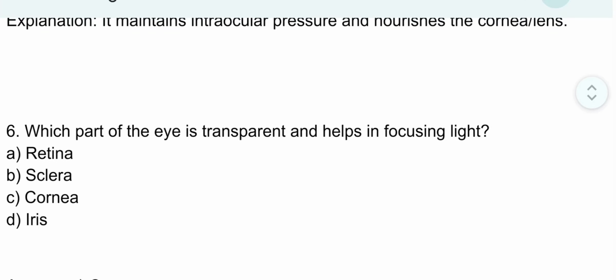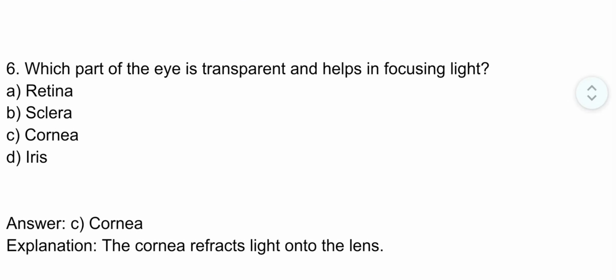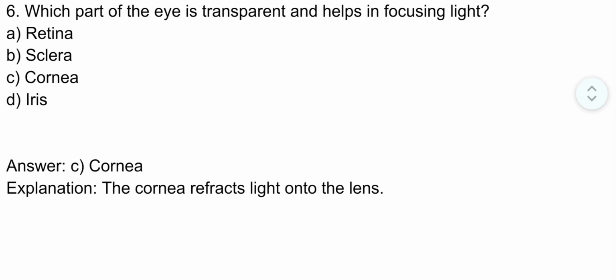Question number 6. Which part of the eye is transparent and helps in focusing light? The correct option is option C. Cornea. The cornea refracts light onto the lens.